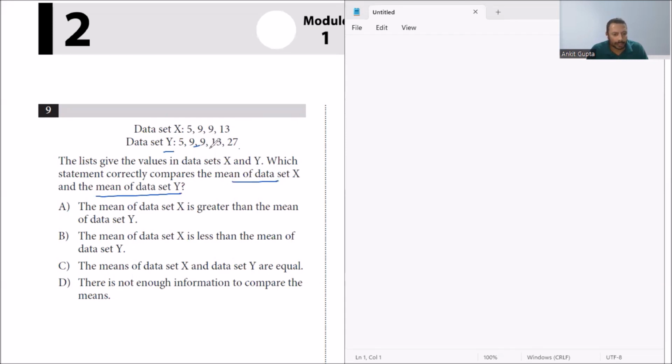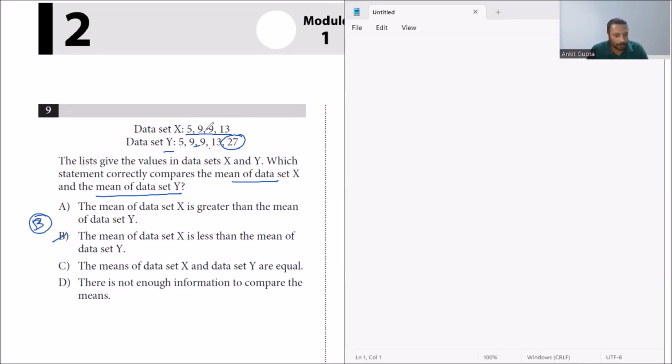Now, if you look at the two data sets, both of them have positive values, and data set Y is actually a superset of data set X, right? And it has an extra value which is bigger than all the values in data set X. So any day, the mean of data set Y will actually be more than the mean of data set X, right? So we can directly go ahead and say that the mean of data set X is lesser than the mean of data set Y, and mark option choice B.